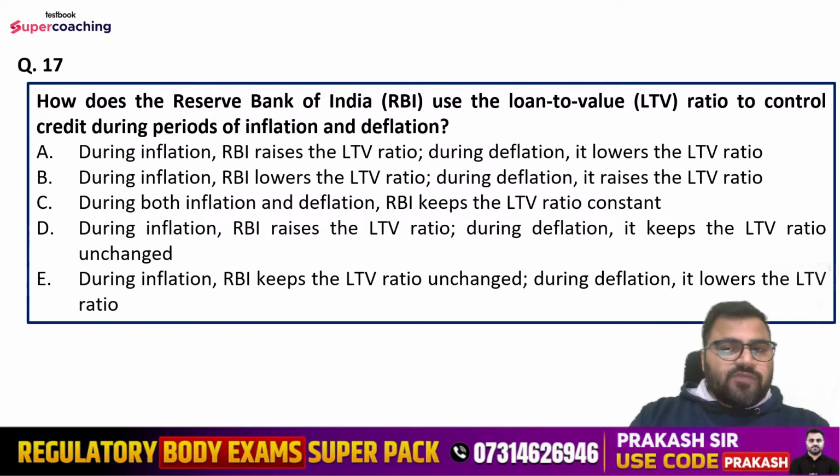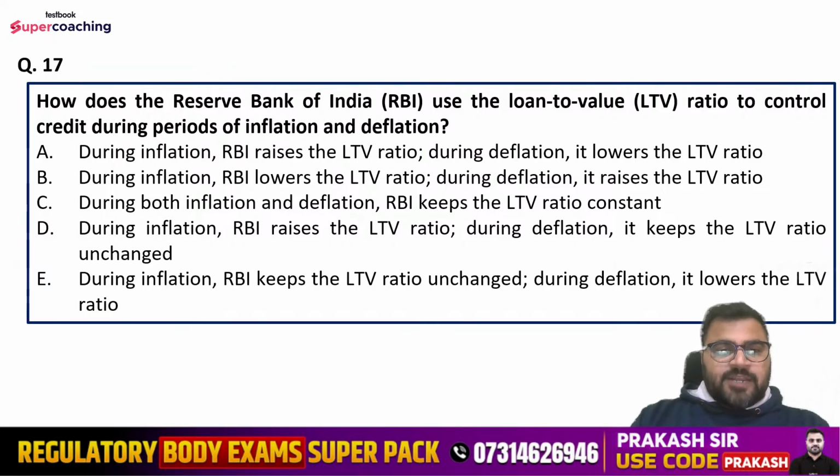Question number 17th is how does the Reserve Bank of India use the loan to value ratio to control credit during periods of inflation and deflation? Options are: during inflation RBI raises the LTV ratio, during deflation it lowers the LTV ratio. During inflation, RBI lowers the LTV ratio, during deflation, it raises the LTV ratio. During both inflation and deflation, RBI keeps the LTV ratio constant.